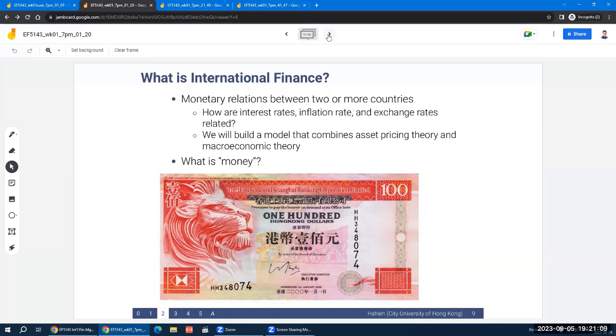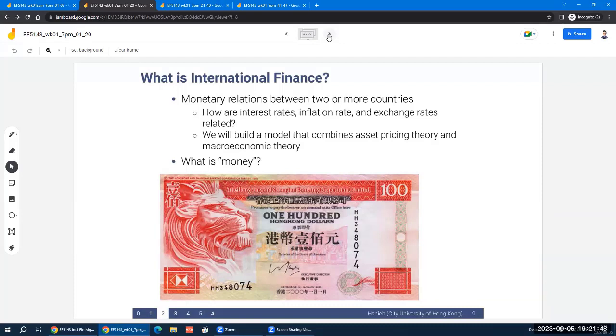So we will build a model that combines asset pricing theory, namely the law of one price, and try to link the law of one price with the macroeconomy. And I'll give you an example of what the law of one price is. It basically says that if there is a discrepancy in prices for an identical asset or homogeneous good across two markets or countries, you can make risk-free money, right? You buy low, sell high, and buy to cover, and then you get something for nothing. That's what arbitrage is. So the law of one price says arbitrage cannot exist. And I'll give you an example of this.